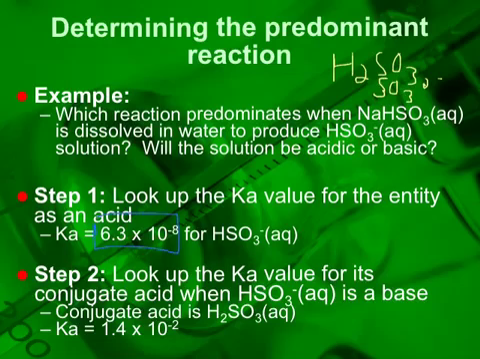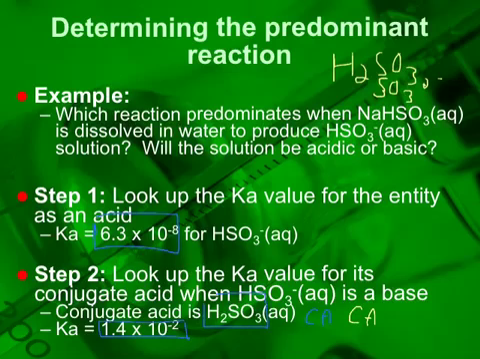The next step is to look up the reverse value. We now have to look up the Ka for our conjugate acid. So we look at our table, and we find that the Ka for H2SO3 is 1.4 times 10 to the minus 2. However, for our next step, we have to convert the Ka value into the Kb. Why is that? Because the Ka is only for the conjugate acid.